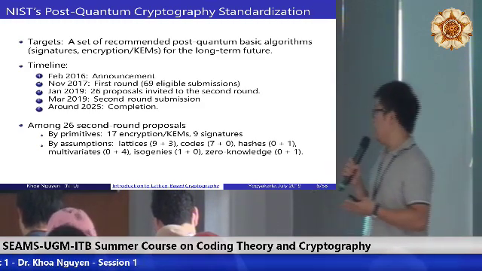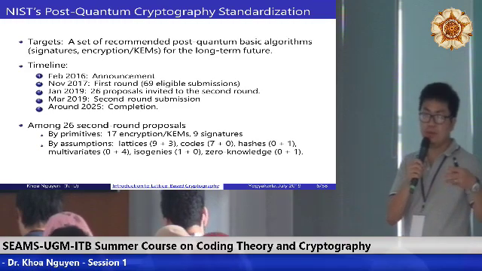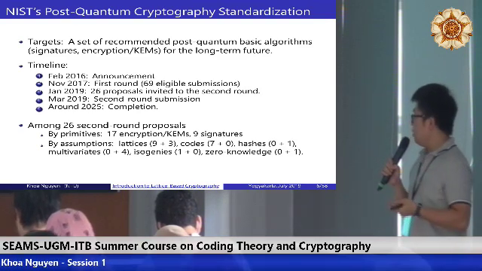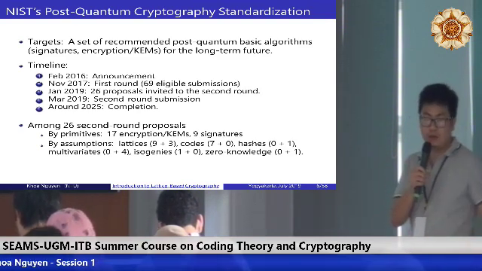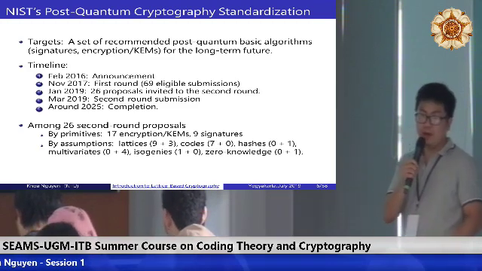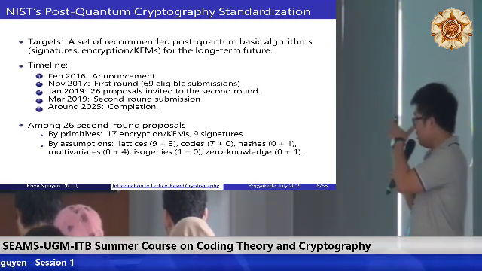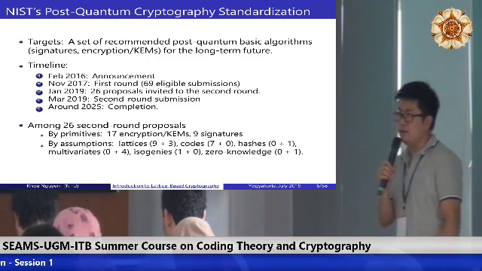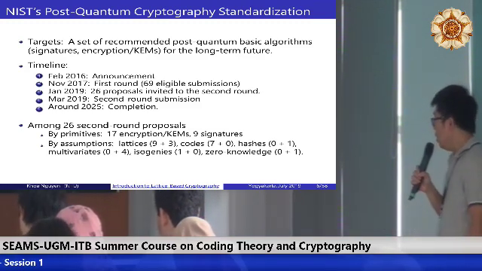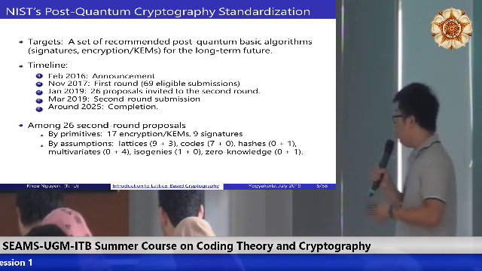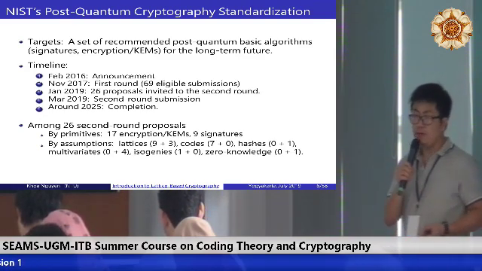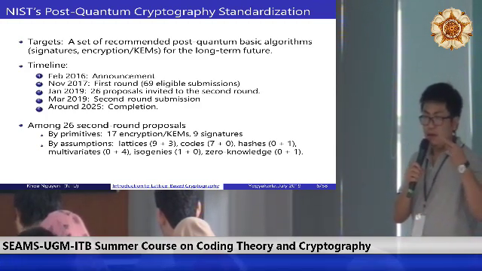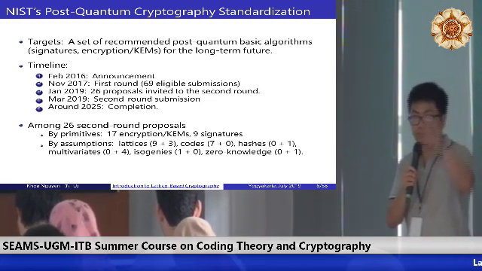There are also 4 signature proposals from assumptions in solving various systems, 1 encryption or KEM system from isogenies, and 1 signature from a zero-knowledge protocol. So it's kind of advanced concepts that can be used to design digital signatures. We can observe from this that 9 plus 3, so 12 proposals, are from lattices. So lattice, in fact, is the major tool for, yes.